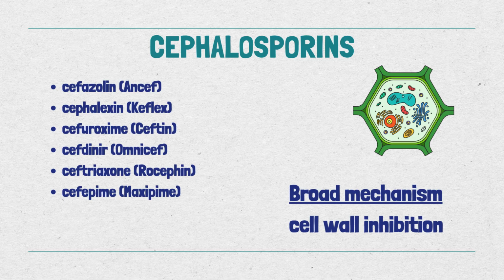Next is the cephalosporins. These are also considered beta-lactam antibiotics, so they work in the same way roughly. These are very simple to remember what class they are because they all start with ceph. So we have cefazolin or Ancef, cephalexin or Keflex, cefuroxime or Ceftin, cefdinir or Omnicef, ceftriaxone or Rocephin, cefepime or Maxipime, and there's a few other ones that are not on the list, but they also start with ceph. So if you see ceph, it's a cephalosporin.